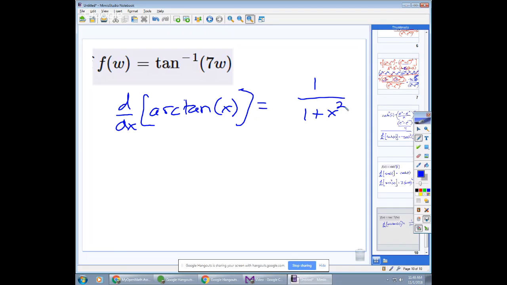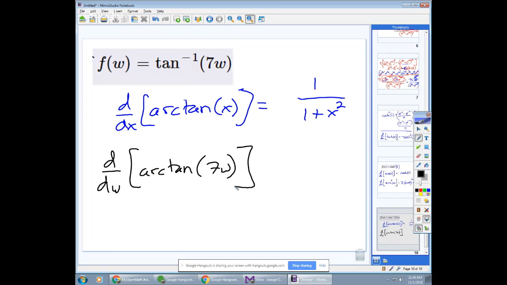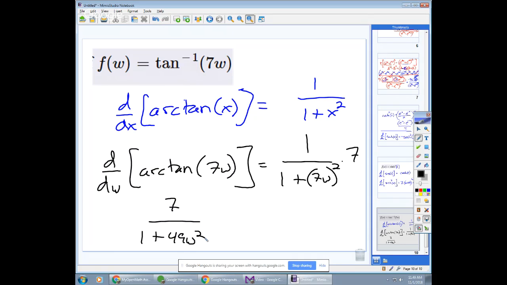So the only thing we have different here is we have a 7w in there instead. How does that affect things? Well, that's just the chain rule. I need to take the derivative with respect to w of the arctangent of 7w. The outer function is the arctangent, so I write its derivative down: 1 over 1 plus (7w) squared, put in parentheses. Then the derivative of the inside is 7, so I multiply by 7. So really it's 7 over 1 plus 49w squared. That would be the derivative of the tangent inverse of 7w. Not too bad. We did it.